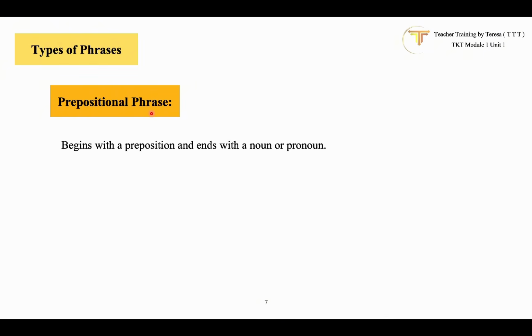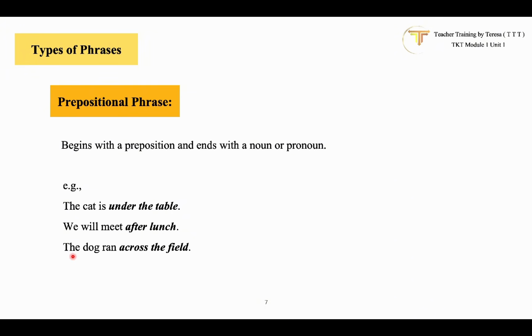Prepositional phrase: begins with a preposition and ends with a noun or pronoun. Examples: The cat is under the table. We will meet after lunch. The dog ran across the field.